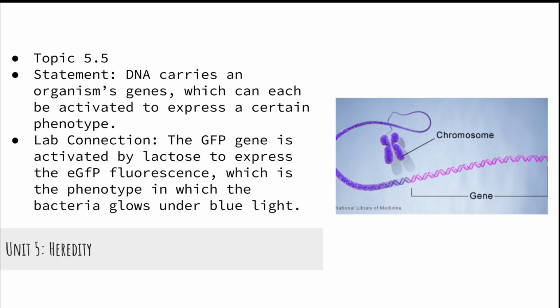Unit 5 relates to the lab specifically through Topic 5.5, in which we learn about gene expression. DNA carries an organism's genes, which can each be activated to express a certain phenotype. In the lab, the GFP gene is activated by lactose to express the EGFP fluorescence, which is the phenotype in which the bacteria glows under blue light. The picture I included shows a chromosome and highlights a specific gene in the chromosome.